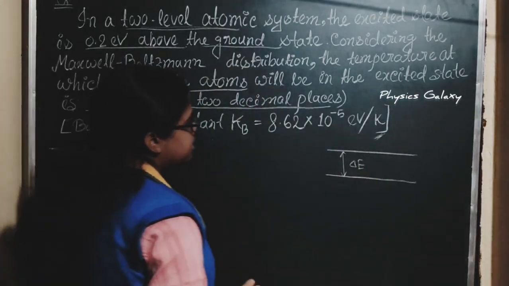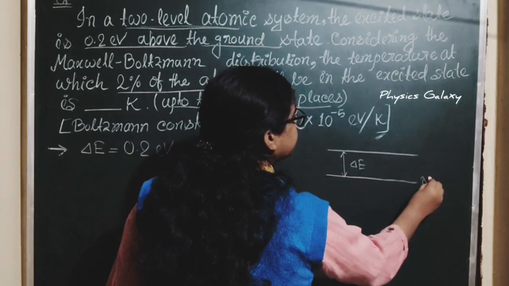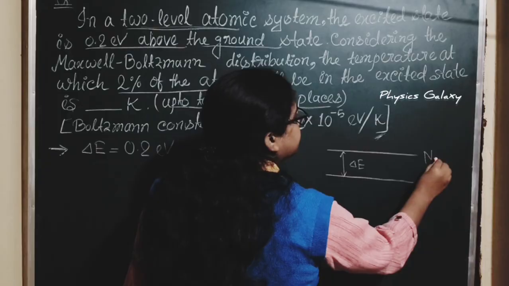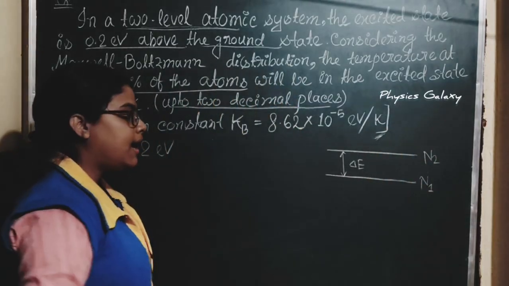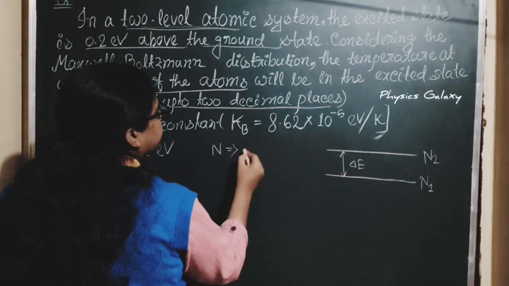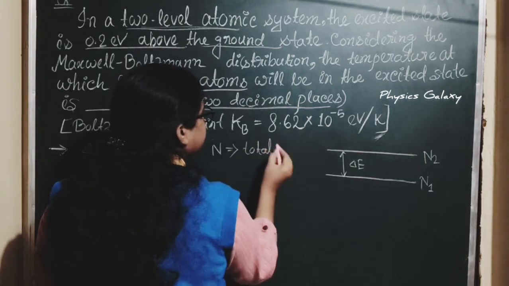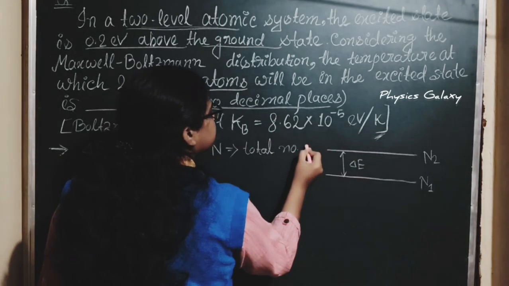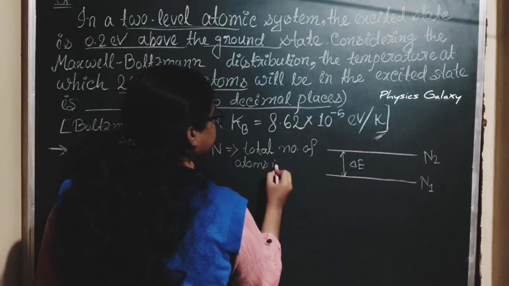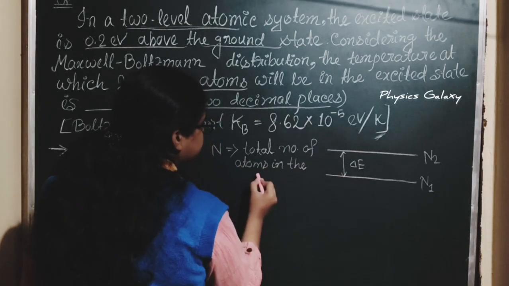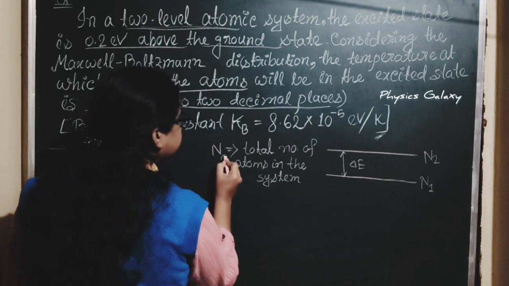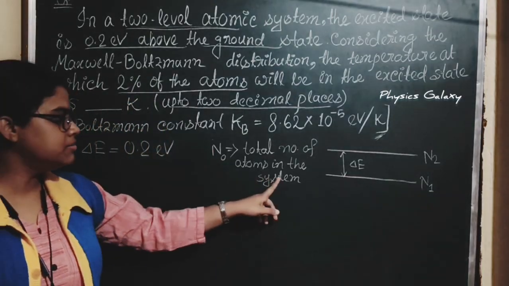Okay, now consider at ground state the number of particles is N1 and at excited state the number of particles is N2 and total number of particles is N. Okay, N0 is total number of atoms in the system.